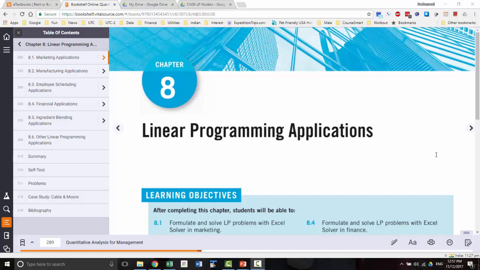In chapter 8, we will look at several different applications of linear programming modeling. Here is a list of different applications: marketing application, manufacturing, employee scheduling, financial applications, ingredient blending, and a few others like nutrition and truck loading. In all of these applications, we have to keep in mind the overall formulation framework, if you will.